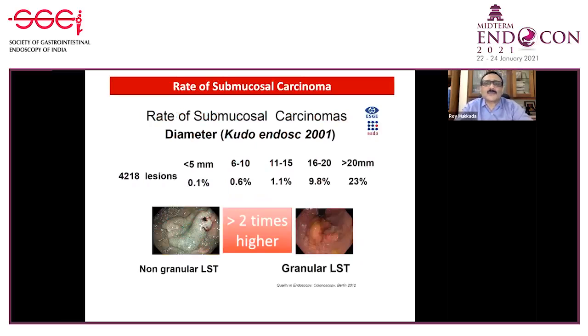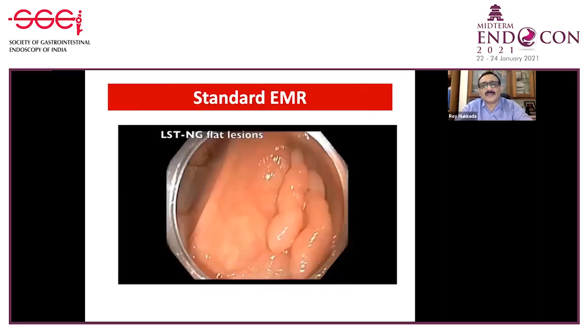So the rate of submucosal carcinoma depends on the size of the lesion also. If it is less than 5 millimeter, it's very low, 0.1%. Whereas if it is more than 2 centimeters, it is 23%. And the non-granular LST is 2 times higher than the granular LST because of the deeper invasion.